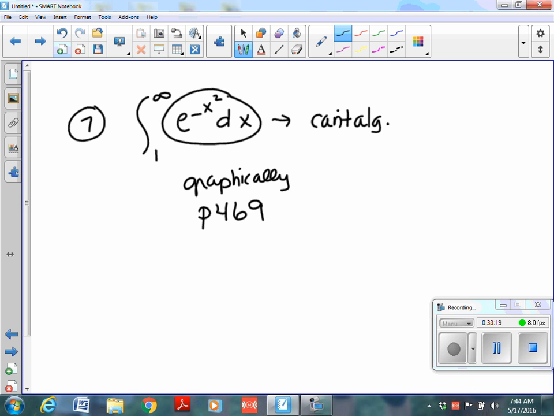Again, this is a tough section. There's a lot of work because you have to show all those steps, figure out if it converges or diverges.